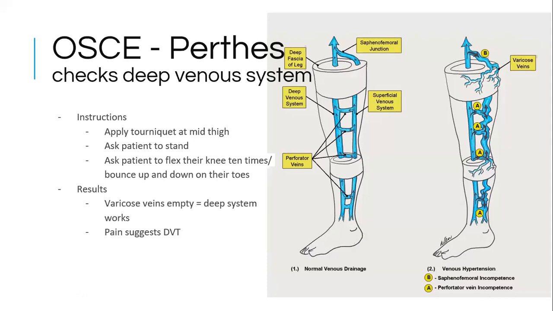There you go. This image here is from the slide before. It's just to remind you of the connection between the superficial and deep system. So you're blocking off the superficial system. You're making them move their legs so the blood can only go up through the deep system. So if the deep system isn't working because there's a clot somewhere, it is painful.